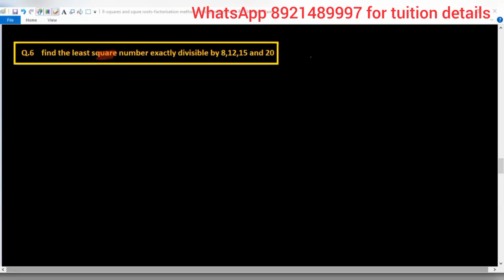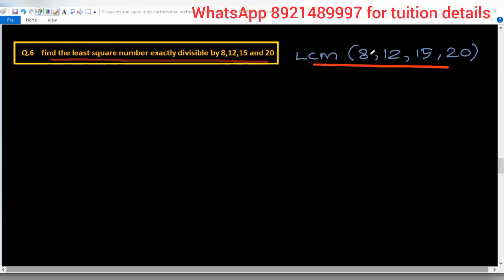So first we will find out the LCM of 8, 12, 15 and 20. And then we have to check whether it is a square or not, or if it is not a square, we have to make it a square number. That is the question actually. Find the least square number exactly divisible by these. So first step, we have to find the LCM. 8, 12, 15 and 20.